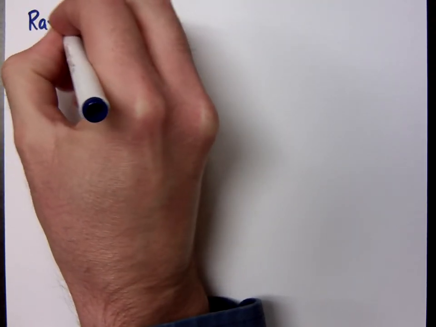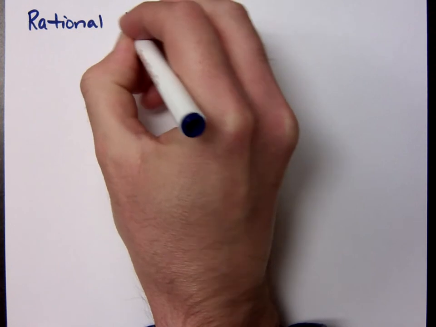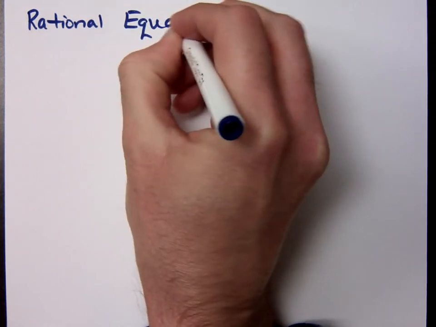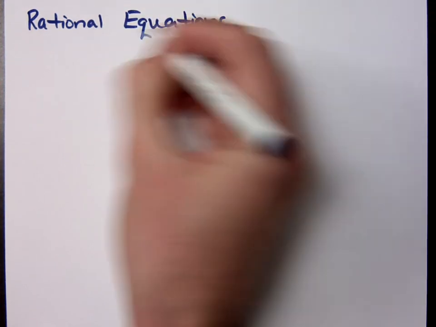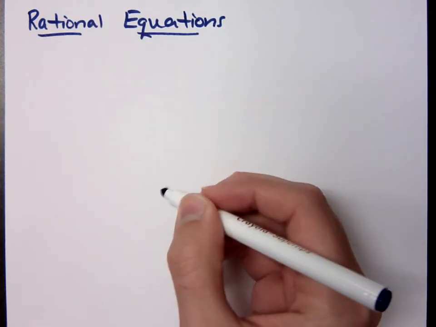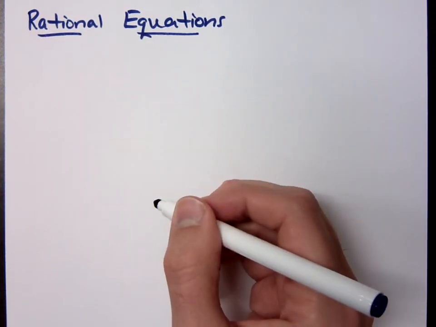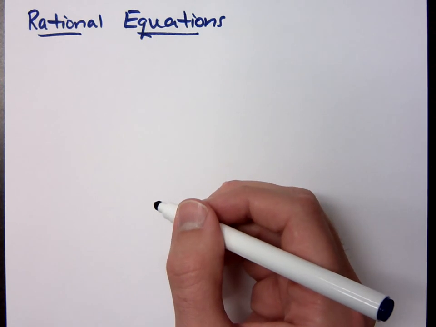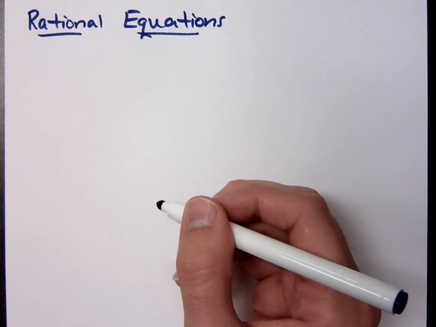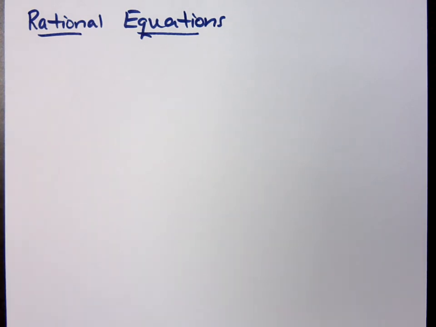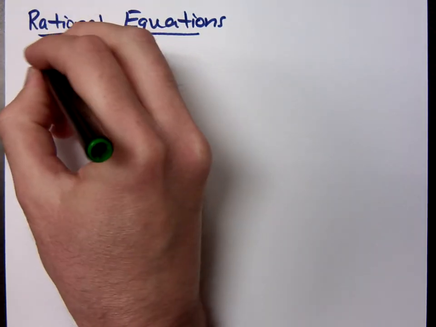So today we want to talk about solving rational equations. These are equations that contain rational expressions. Our big goal here is to get rid of fractions, get rid of denominators, so that we can more easily solve these equations. Now the first thing that we're going to talk about will be a proportion.